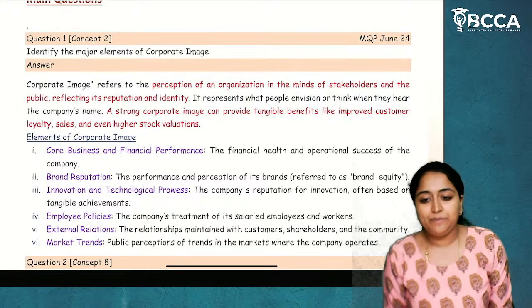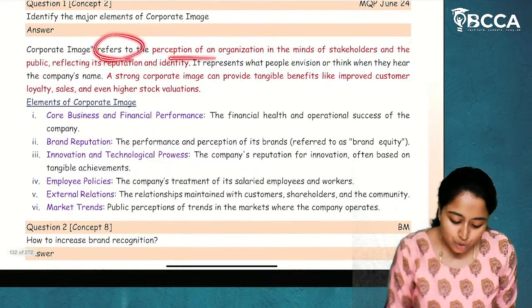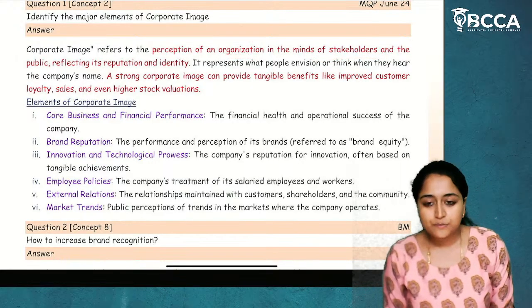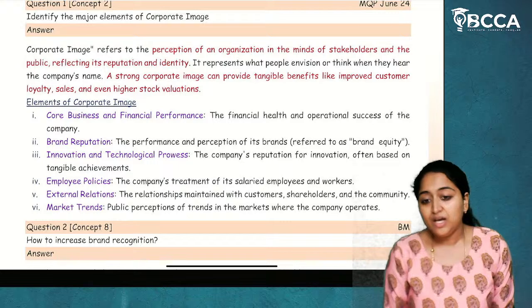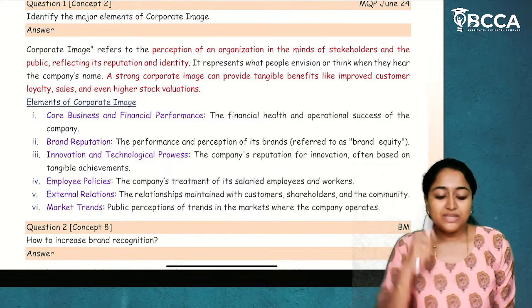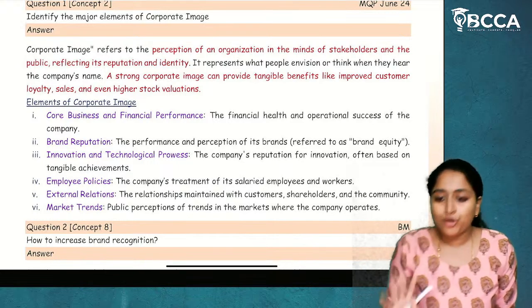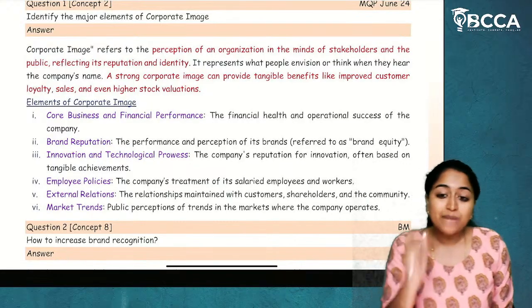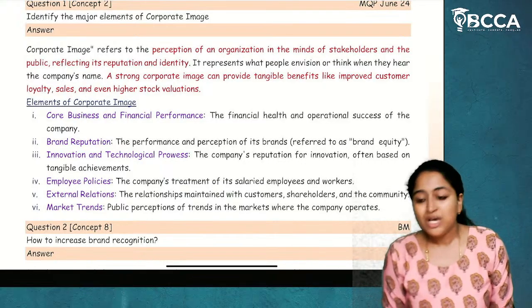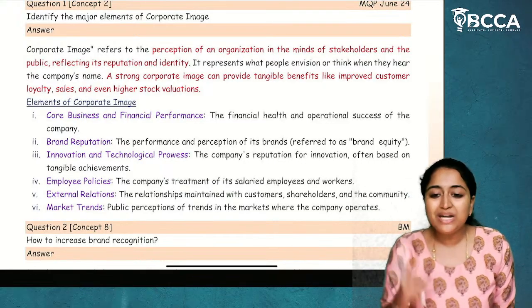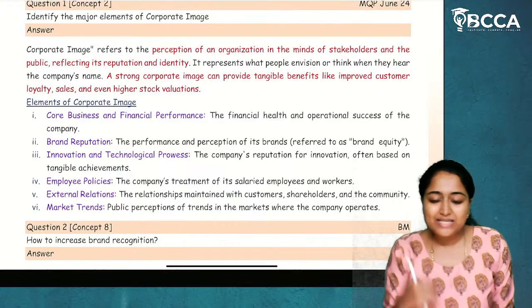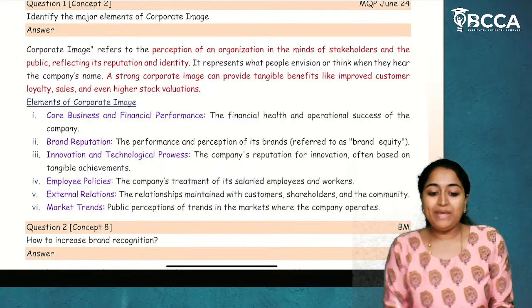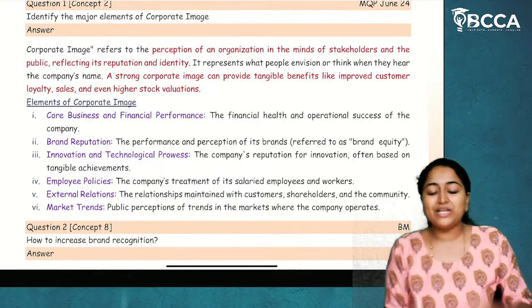Corporate image refers to the perception of an organization in the minds of stakeholders. Corporate image doesn't mean the thing that the organization is trying to portray itself. No. What the public are thinking about the organization, that perception is called corporate image. Now, how will this corporate image be built? Not by the organization. The organization can't go and buy it in the market. They have to try to satisfy the customers.